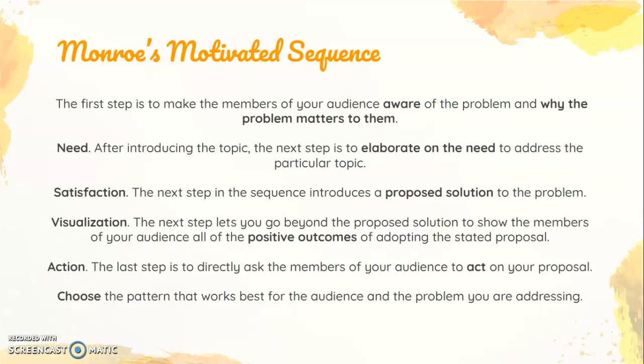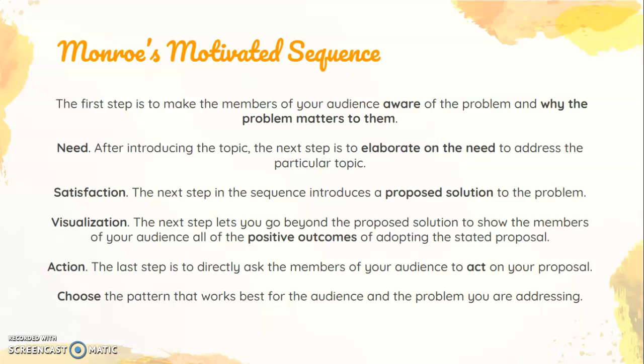So with visualization, you want to show the members of your audience all the positive outcomes of adopting the stated proposal. So if we go back to that global warming issue, and we ended with the government needs to take more action in order to help, that'll solve the problem. The next step would be when the government does this, our air quality is going to be so much better. The oceans are going to be less polluted, X, Y, and Z, add all that stuff. So it's going a step farther and showing people how wonderful it can be if we solve these problems.